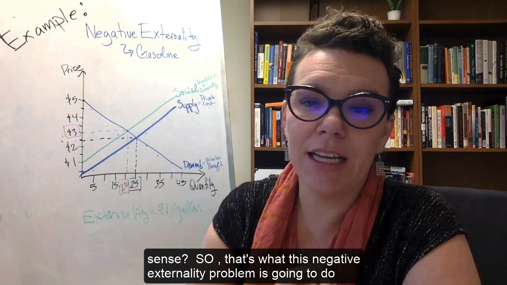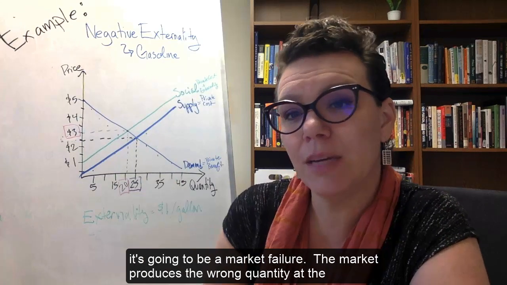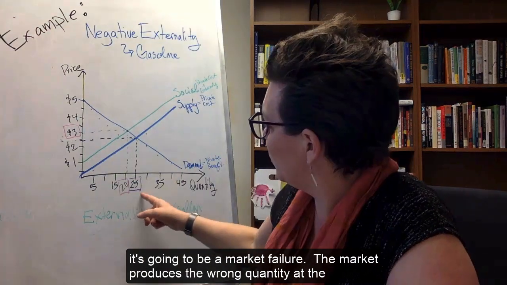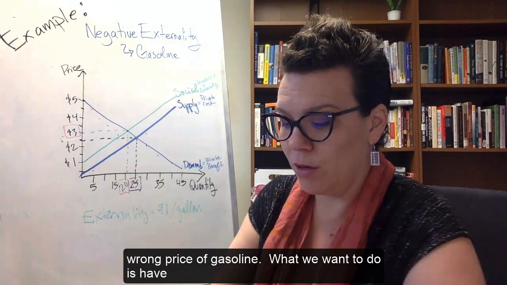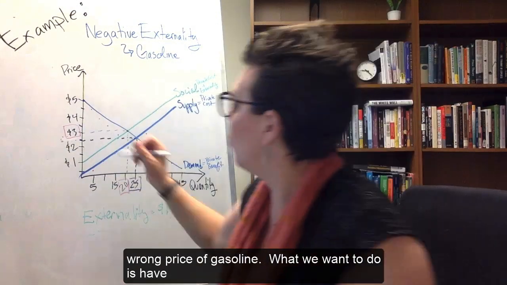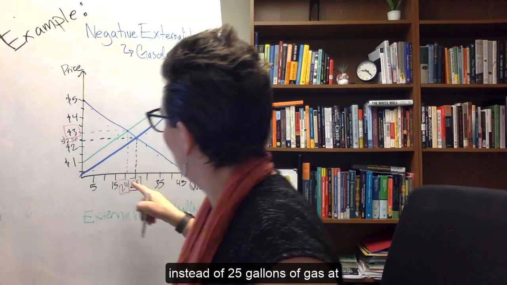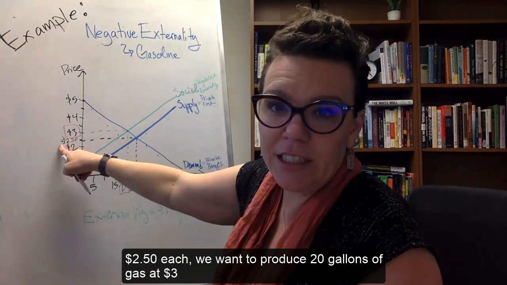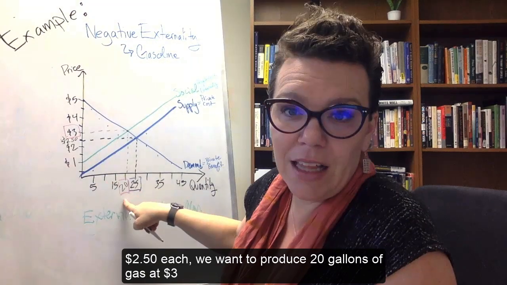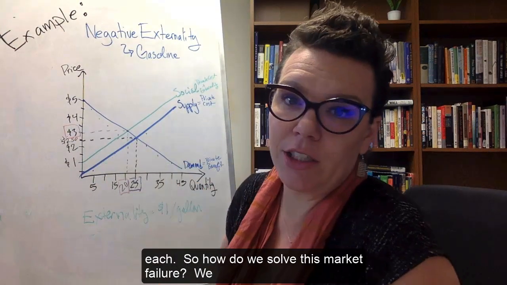So that's what this negative externality problem is going to do. It's going to be a market failure. The market produces the wrong quantity at the wrong price of gasoline. What we want to do is have, instead of 25 gallons of gas at $2.50 each, we want to produce 20 gallons of gas at $3 each.